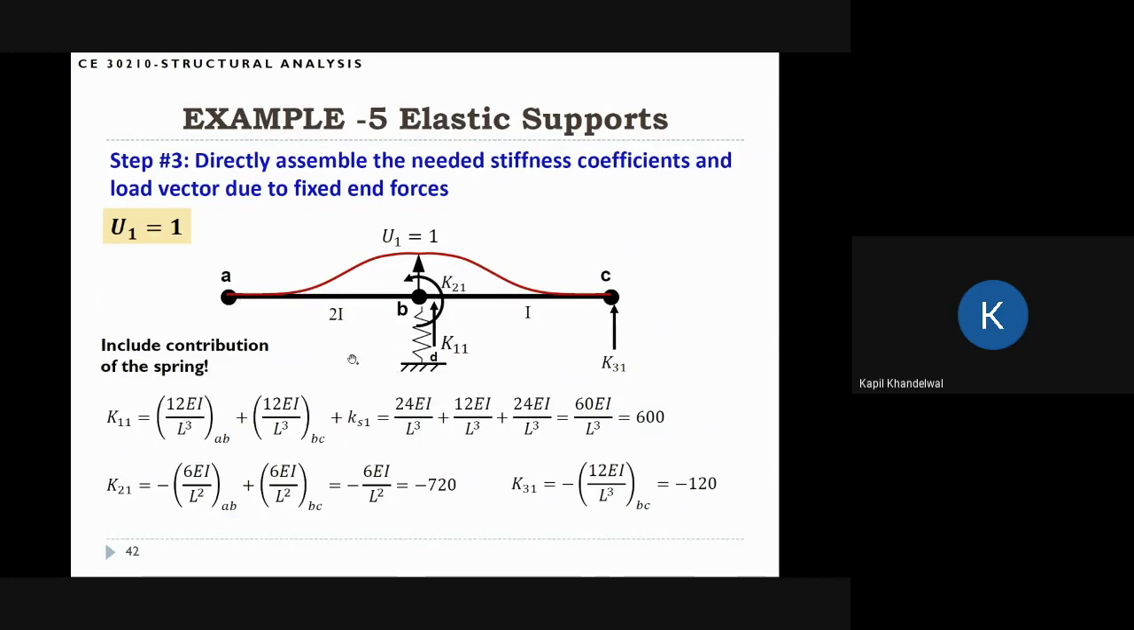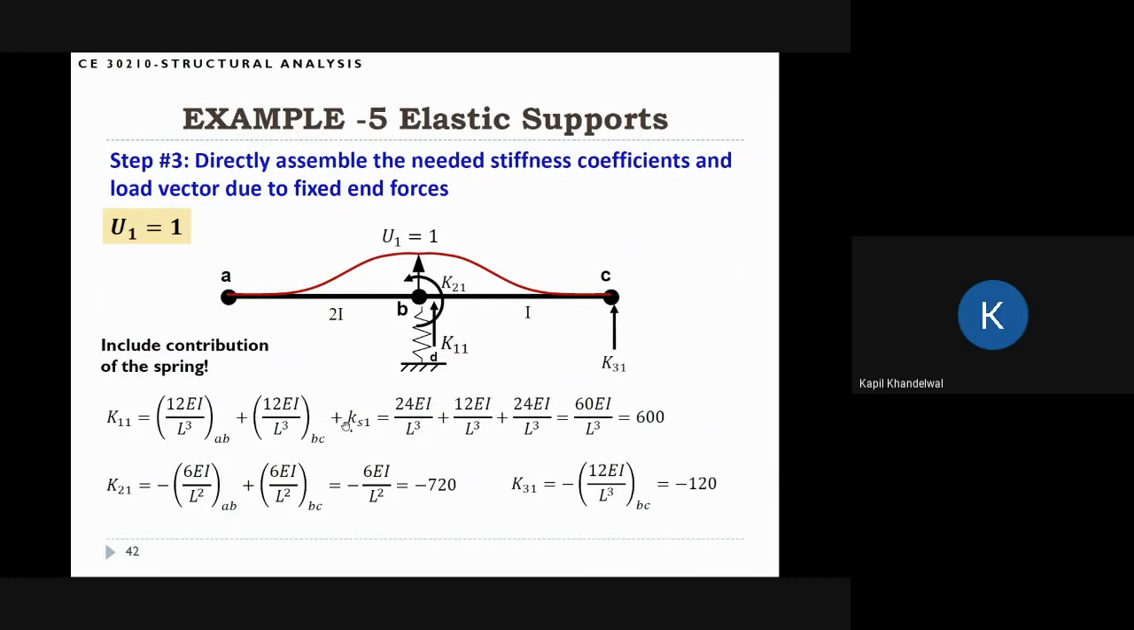So for member AB, the contribution, you can go and look in the coefficient sheets, is actually 12 EI by L cube. So it's 12 EI by L cube for member AB, 12 EI by L cube for member BC. And because the spring is also deforming by 1 unit, the contribution for the spring is just Ks1, okay? Because Ks1 is the stiffness coefficient of the spring. So we can directly build K11 by doing this algebra.